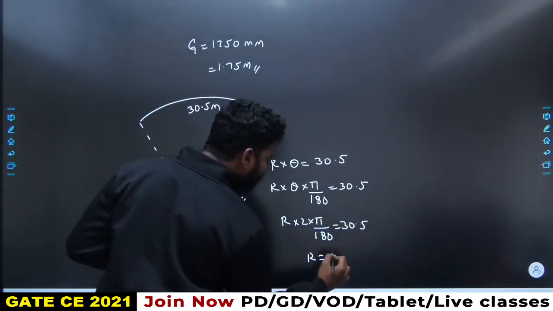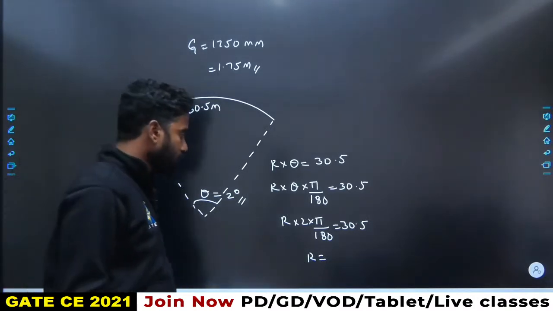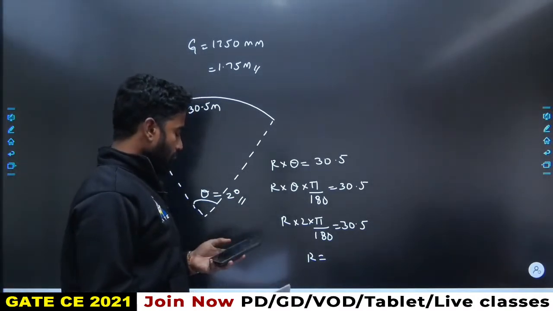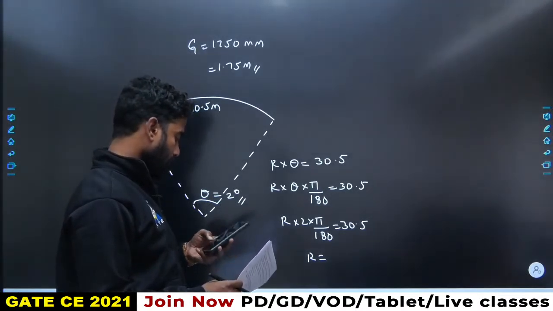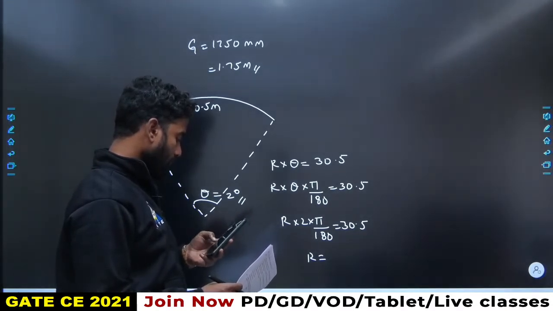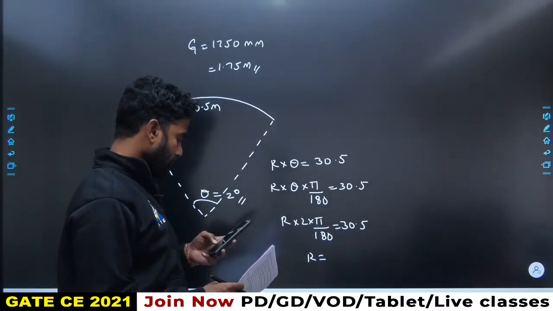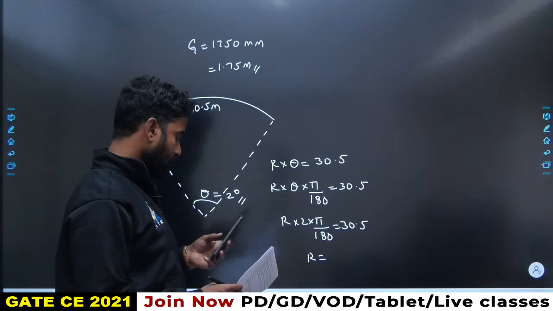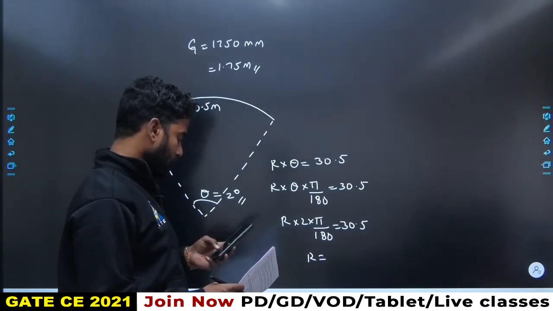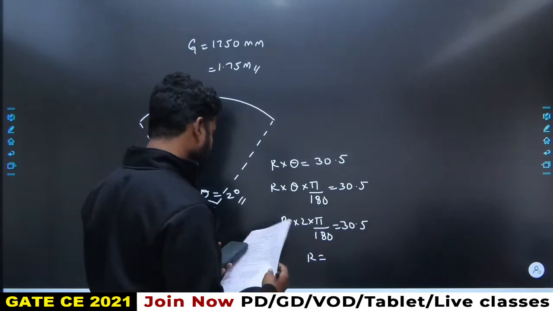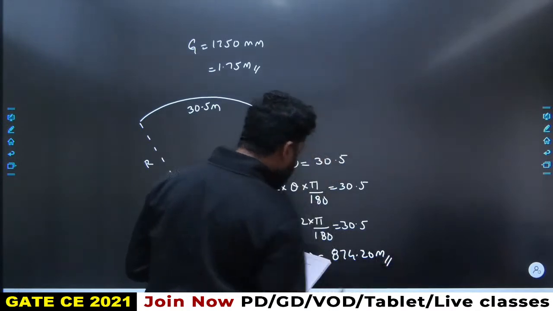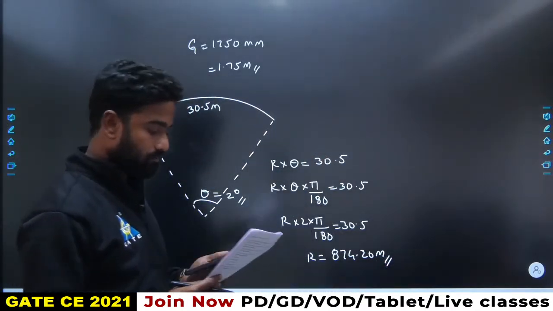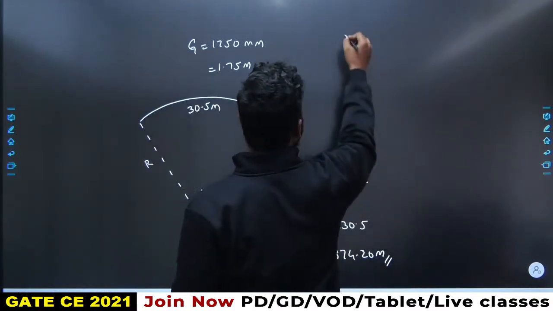From this, radius of curve equals 30.5 multiplied with 180 divided by 2 divided by 3.14. So, this is 874.20 meters. Radius is 874.20 meters. Now, he is asking cant deficiency.